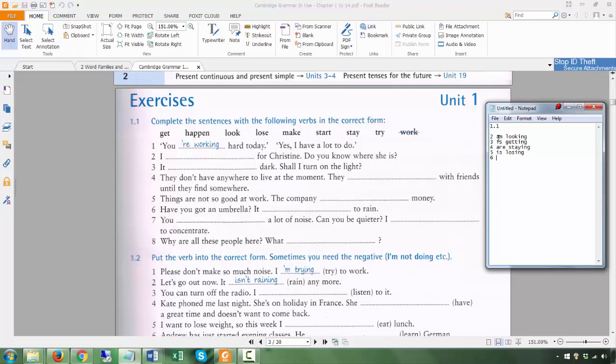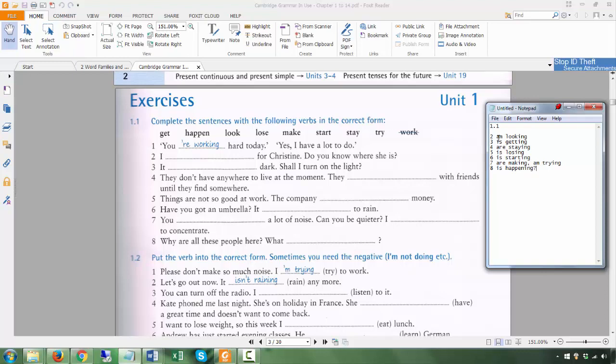Number 6: "Have you got an umbrella? What to rain?" It is starting to rain. Okay, it's beginning to rain. "You what a lot of noise. Can you be quieter? I what to concentrate." You are making a lot of noise. "Can you be quieter?" I am trying. Number 8: "Why are all these people here? What is happening?"